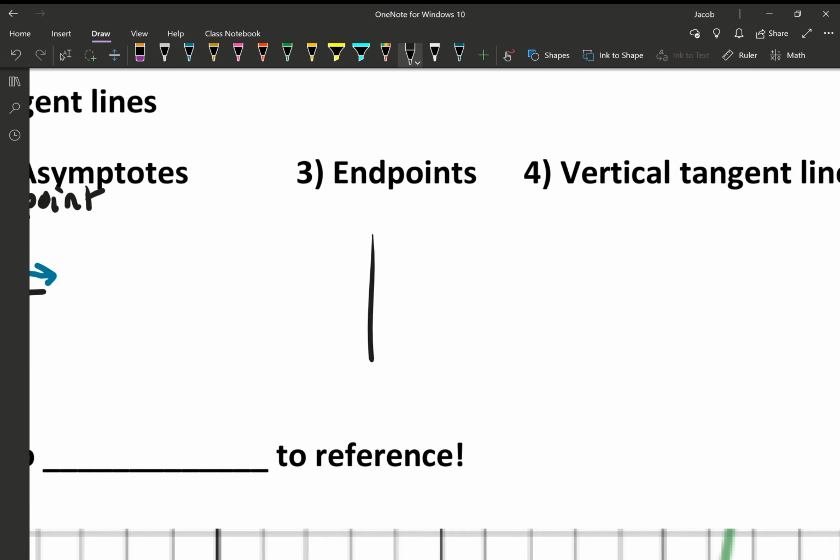At endpoints, here we're going to bring up our square root of x idea. The endpoint has no slope. We can't choose any slope there. We can't reference any slope there.